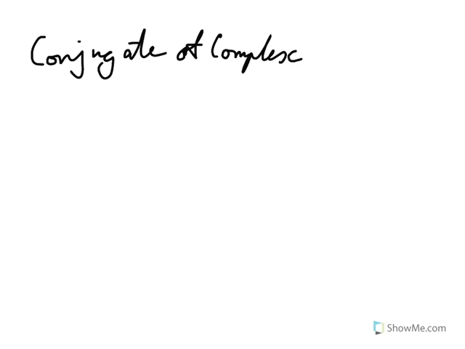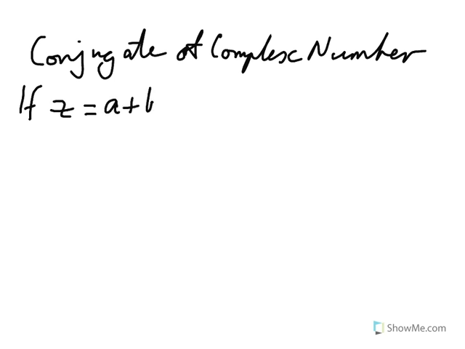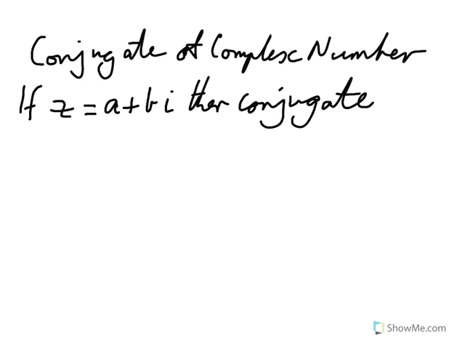Alright, now before we move on to division, we look at the conjugate of a complex number. Conjugate is very simple, very similar to conjugates in surds. So if we've got z equals a plus bi, then the conjugate, z with the bar across the top, is a minus bi.